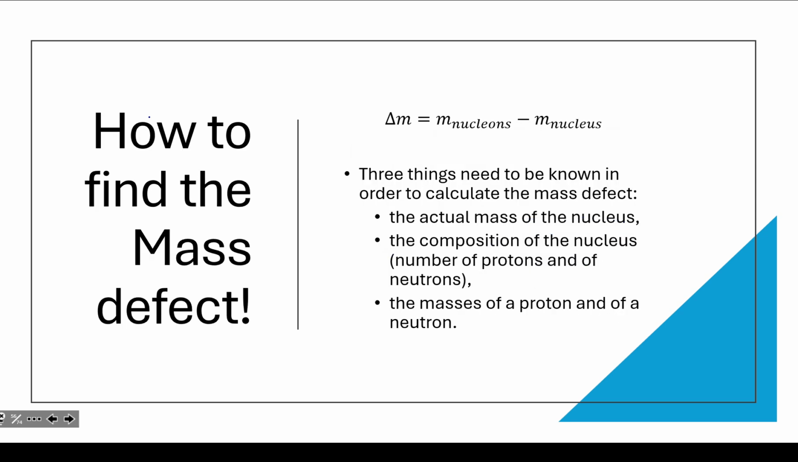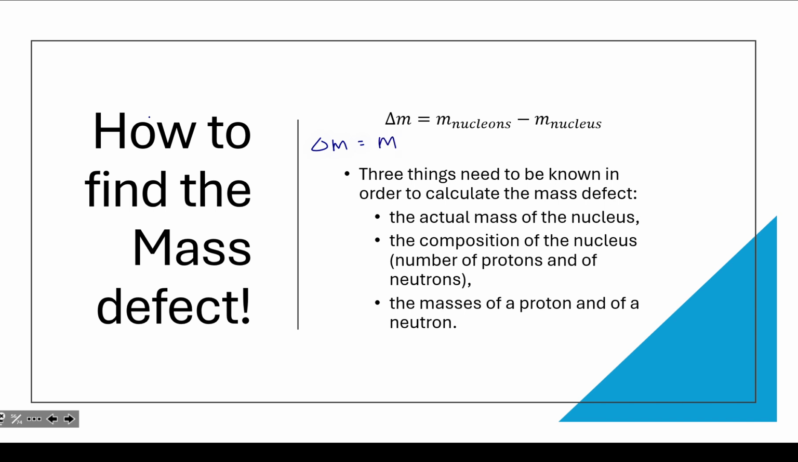So how do we find the mass defect? Well, it's actually a lot simpler than you realize. It sounds difficult, but it's actually fairly straightforward. So our mass defect is going to be equal to the mass of our nucleons minus the mass of our nucleus.